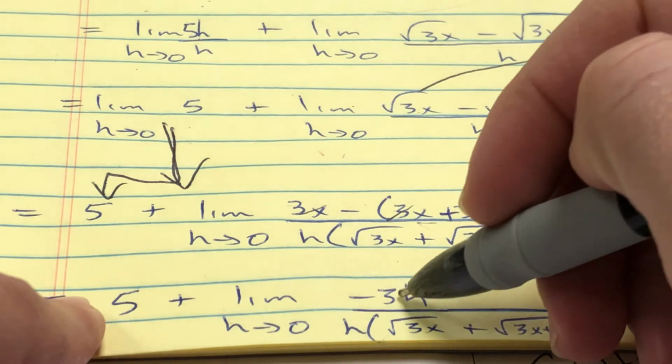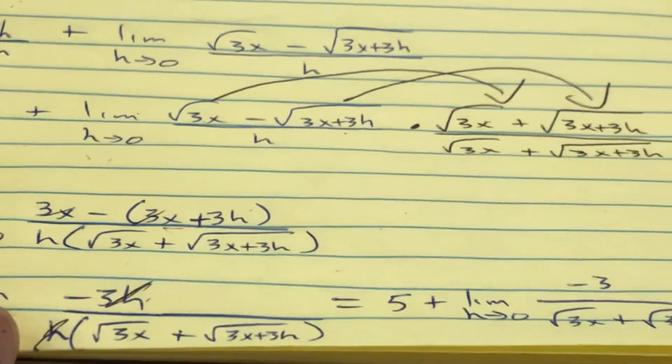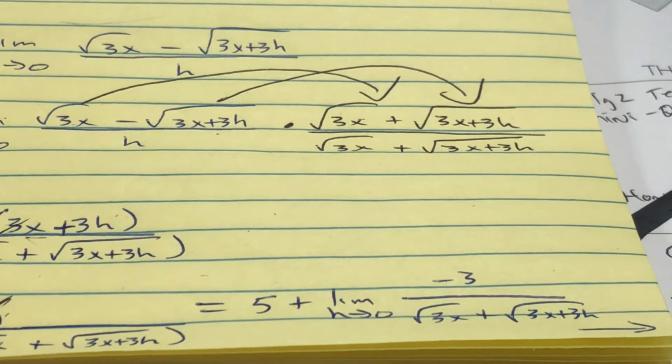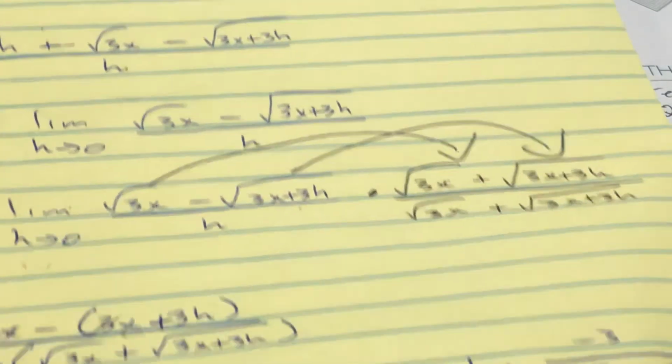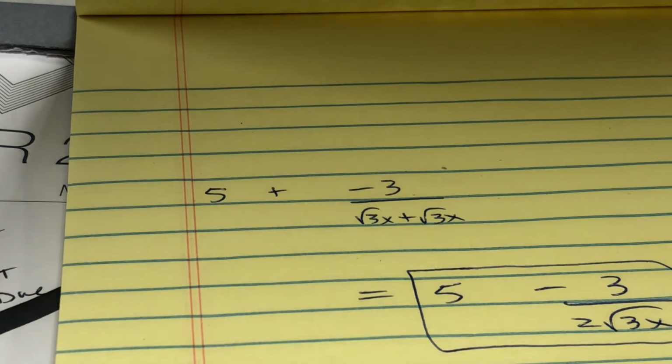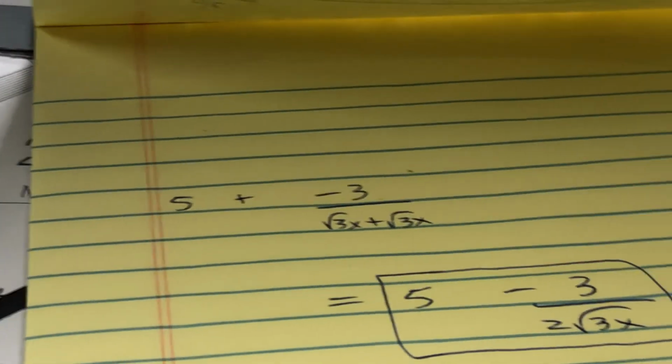As we know from before, the h's will cancel, leaving you with 5 plus the limit as h goes to 0 of negative 3 over root 3x plus root 3x plus 3h. Let h be 0. Root 3x plus root 3x, you've got 2 of the root 3x's.